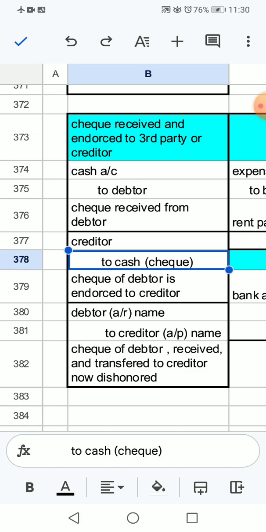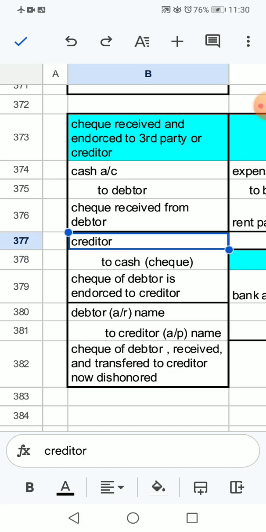The check had gone to your creditor, who was your liability. Since you have paid him by check, your liability has been decreased. Decrease in liability should be debited. That is why you have written the name of the creditor on the debit side.